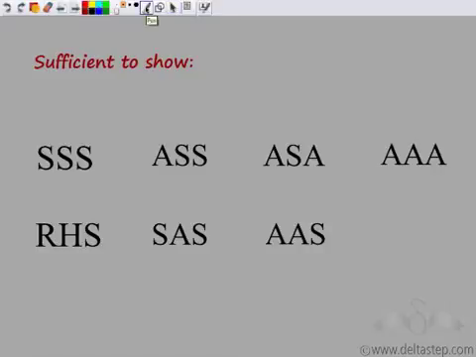If three sides of one triangle are equal to three sides of another triangle, it is sufficient to prove congruency. If three angles of one are equal to three angles of the other, it is not necessary that the triangles are congruent. So it is not sufficient. When you have two sides and one angle, it is important that the angle is included within the sides. Only then can you prove congruency. By other method, you cannot prove congruency.